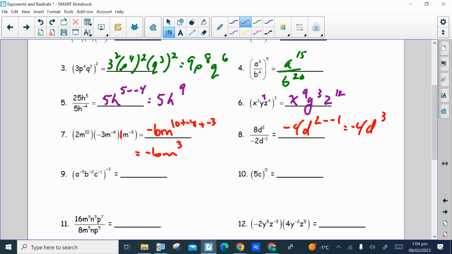Peyton, what do we do for number 9? So what would it look like? Tell me what to write.